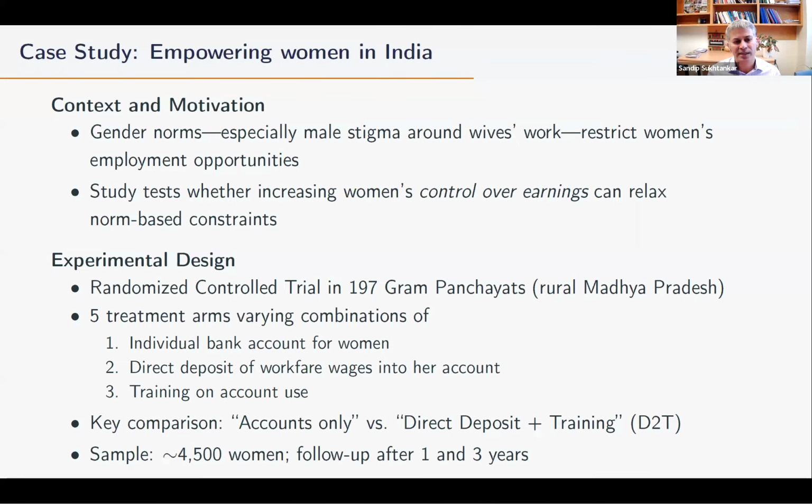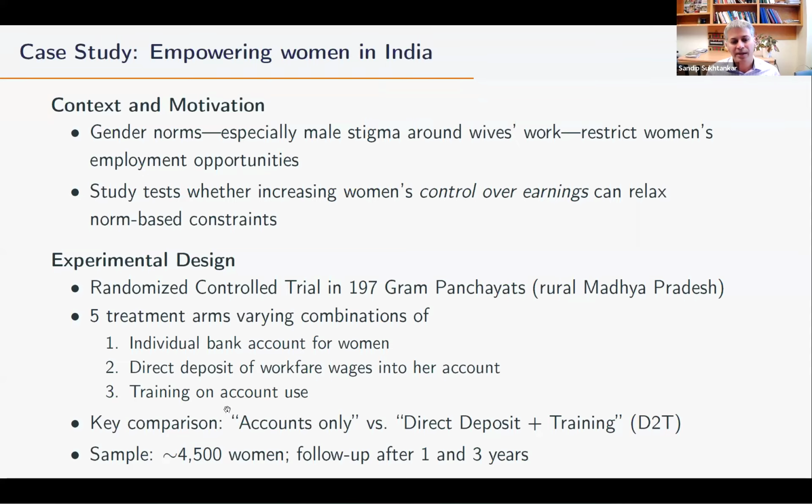Okay, so what was the experiment? This was an experiment where they opened bank accounts for women. Then for that same workfare program that I talked about earlier, they did direct deposits of that money into women's individual accounts rather than their husbands' accounts, as used to be the case. And they also gave them training on account use.